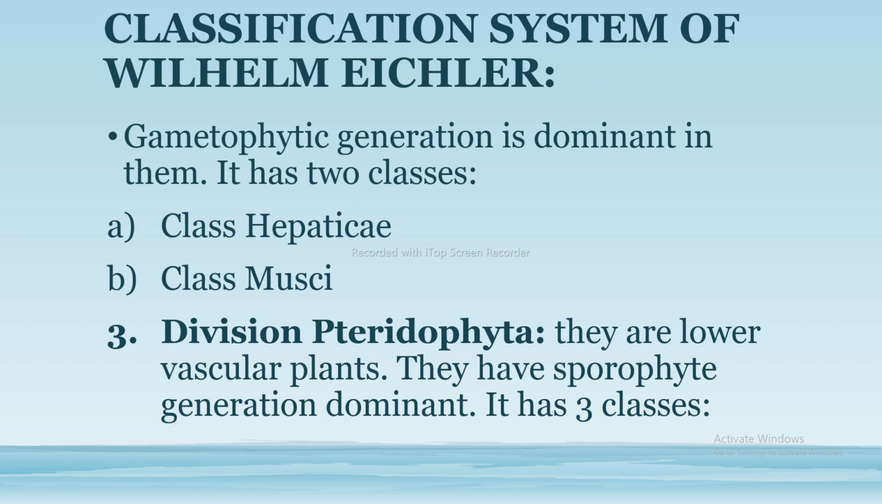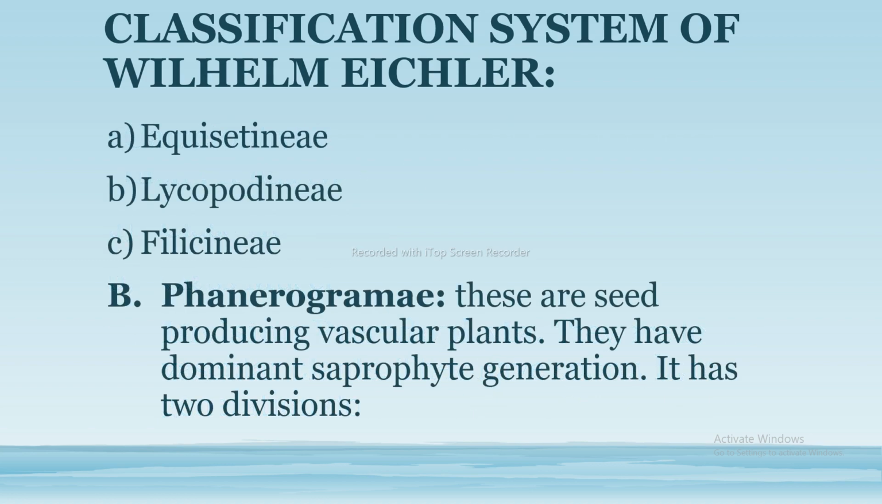So, the third division is Pteridophyta and they are lower vascular plants. They have sporophyte generation dominant. So, it has three classes: Equisetinae, Lycopodinae and Filicinae.